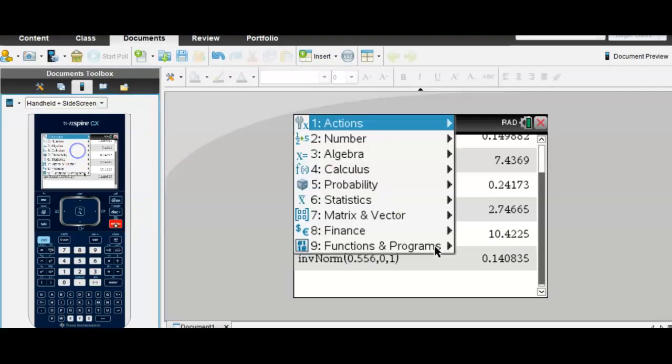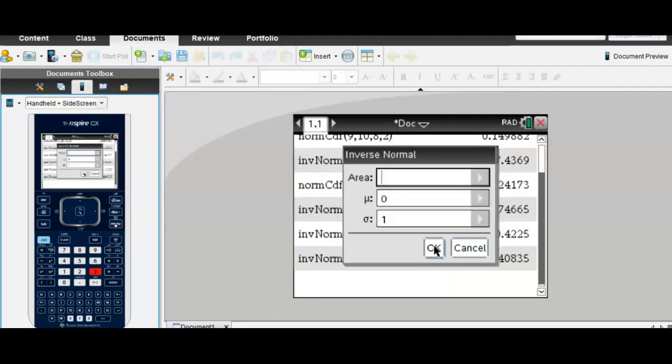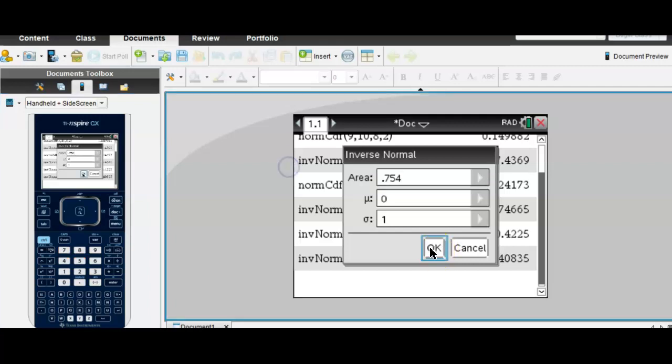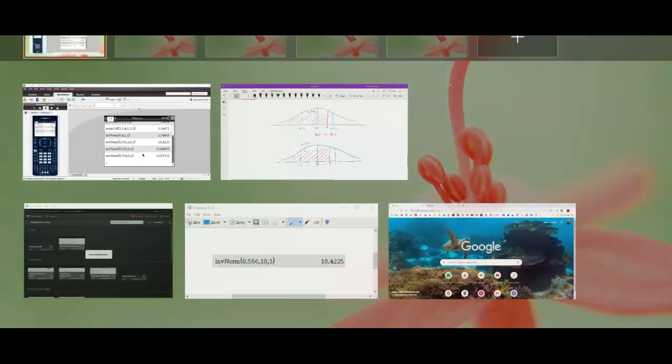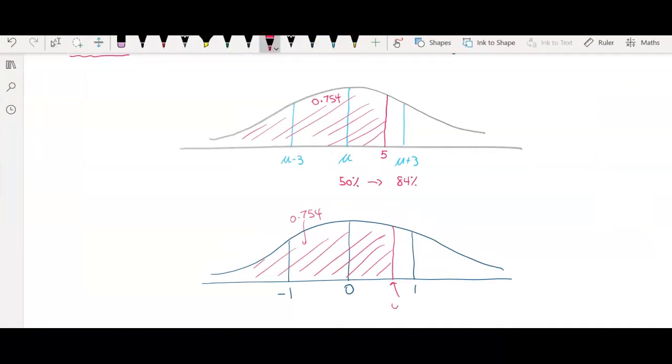So I'm into menu 5, 5, 3, my area, which I've forgotten, was 0.754, mean and standard deviation as they are, and I get 0.687131. 0.687131. What does that mean? It means I'm 0.69 standard deviations above the mean. And that's what my 5 represents.